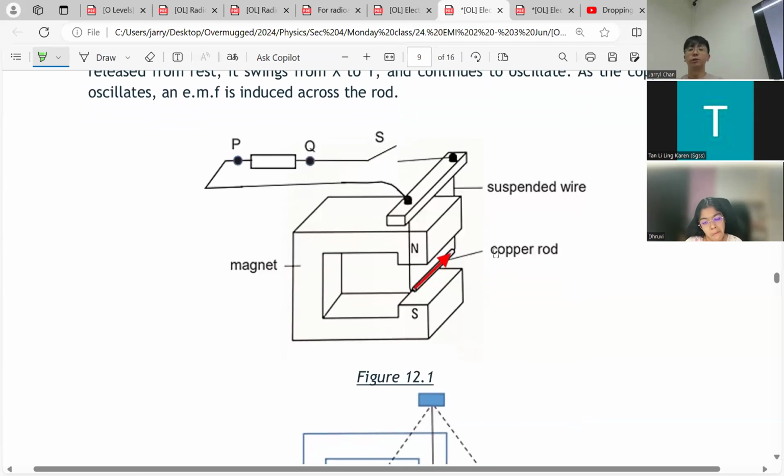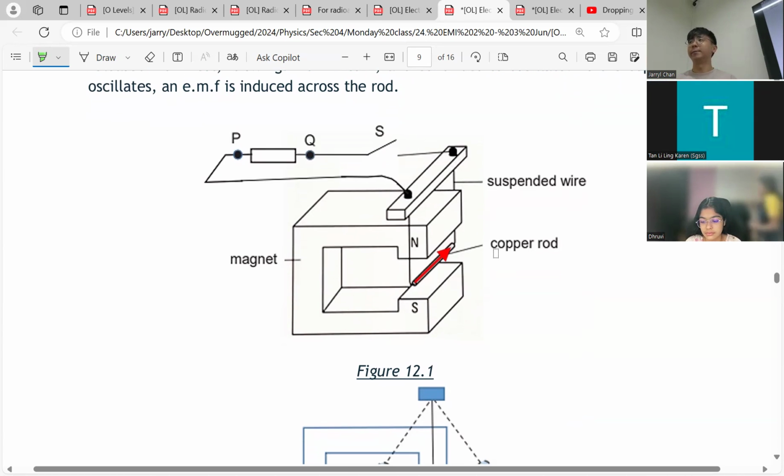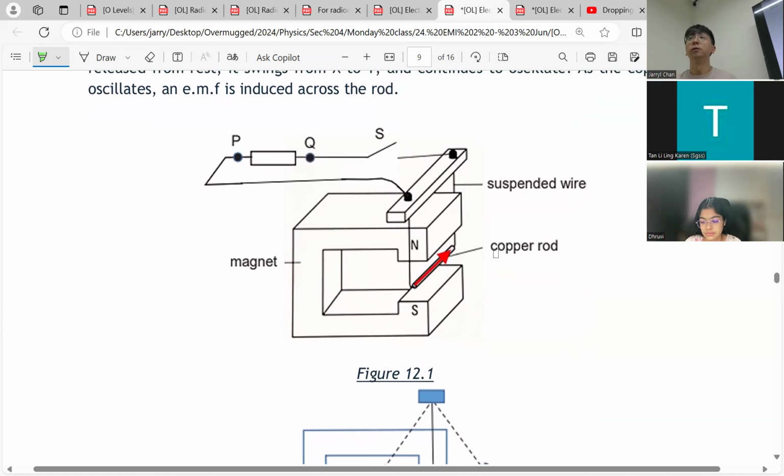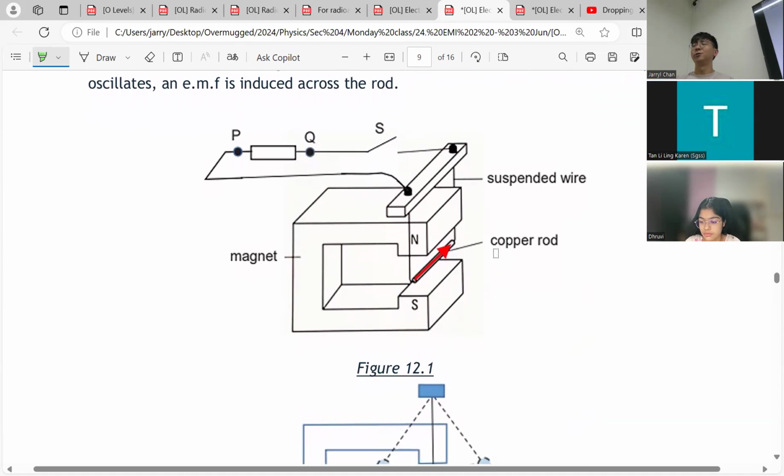So the copper rod is going to have a magnetic field around it that opposes the magnetic field that was producing the EMF in the first place. Therefore, the copper rod is going to start to swing slower when it oscillates. So when it swings slower, what happens to the EMF? Smaller. Does anything happen to the period when it swings slower?